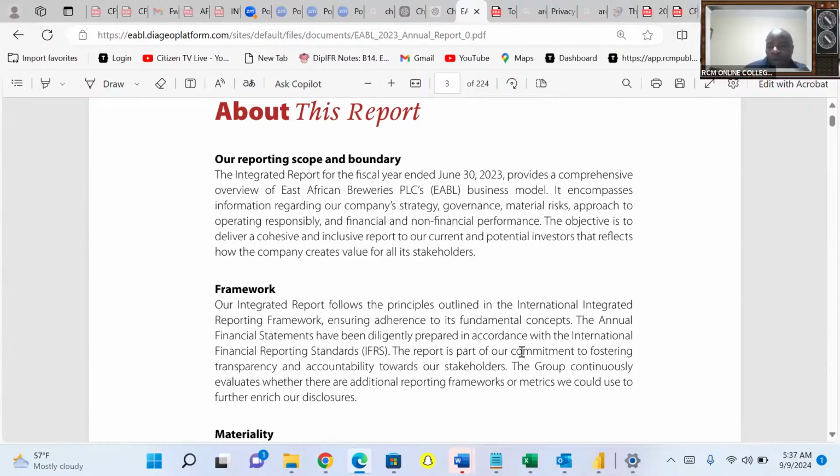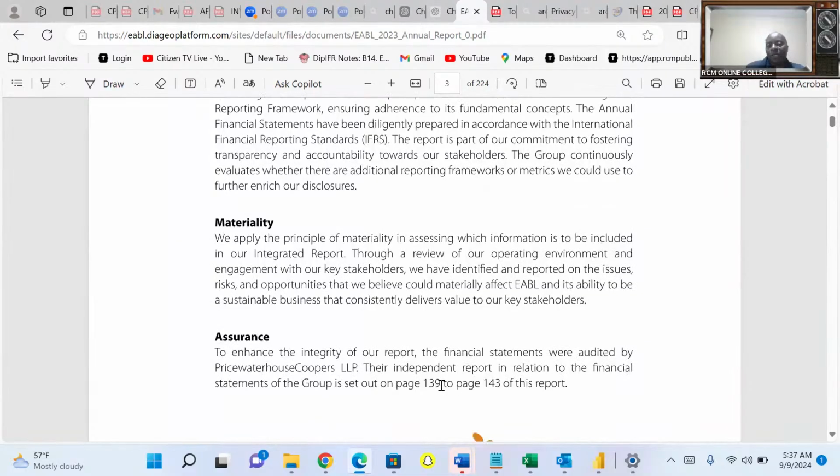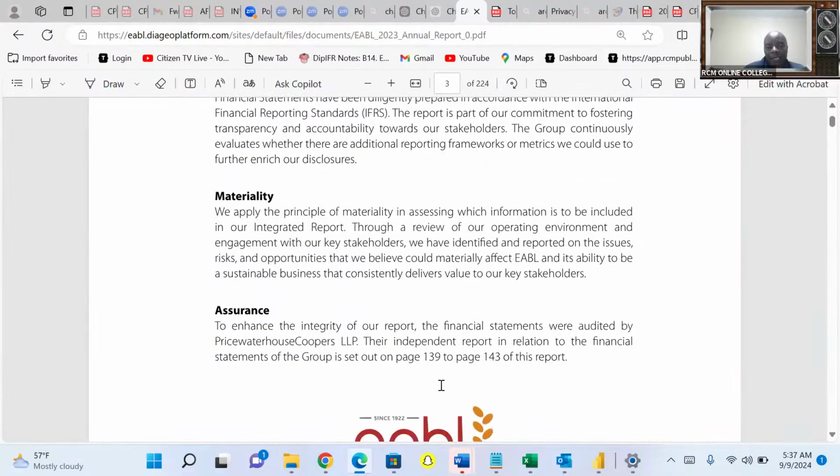The report is part of our commitment to fostering transparency and accountability towards our stakeholders. The group continuously evaluates whether there are additional reporting frameworks or metrics we could use to further enrich our disclosures. Materiality. We apply the principle of materiality in assessing which information is to be included in our integrated report.